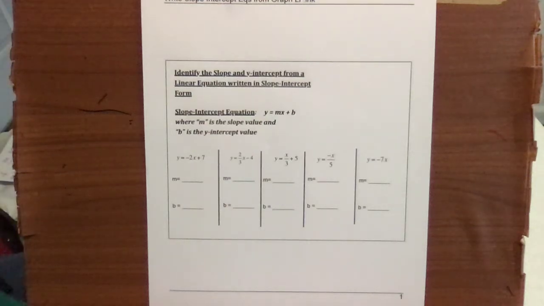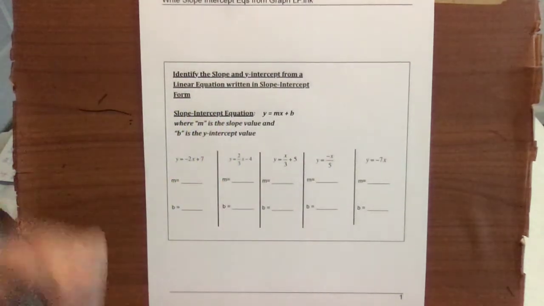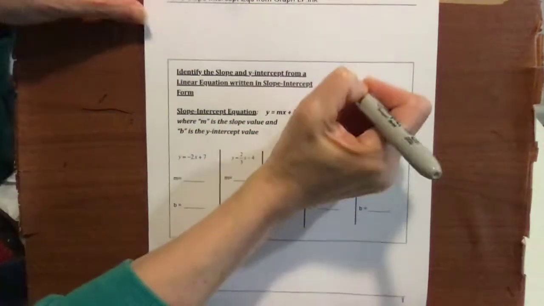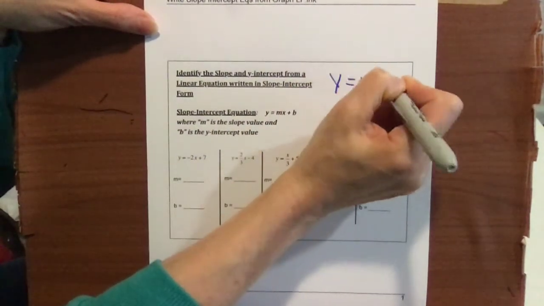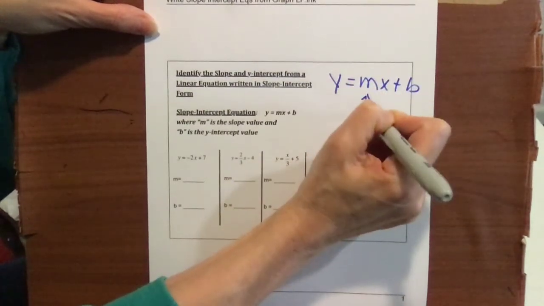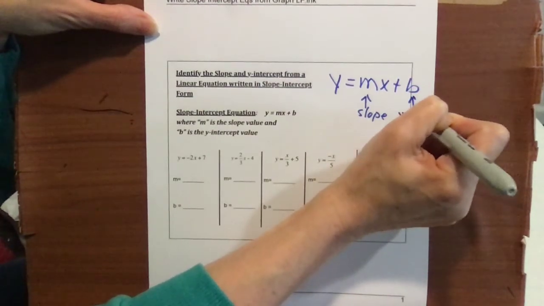All right, we're going to take a look at equations that are in slope-intercept form. A slope-intercept equation is y equals mx plus b. So let's make that a little bit bigger. m is the slope, and b is the y-intercept.